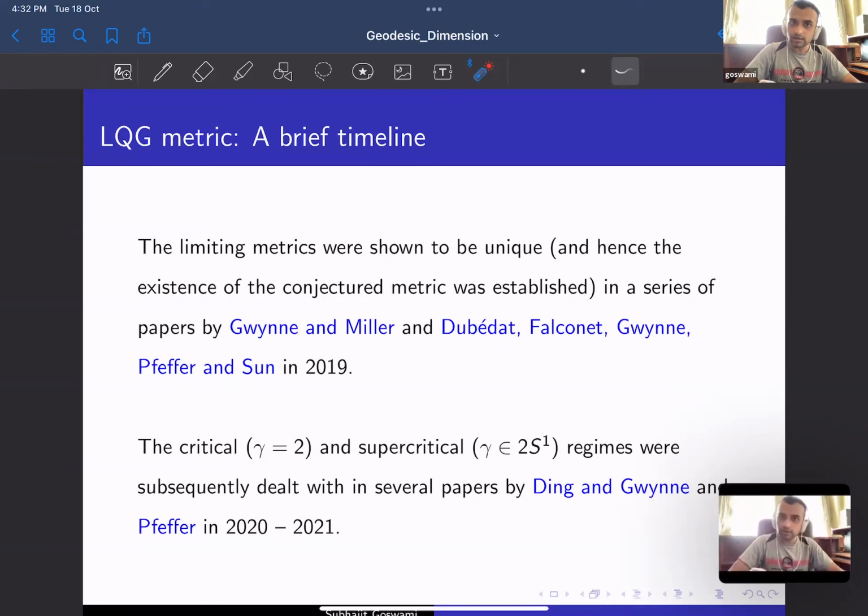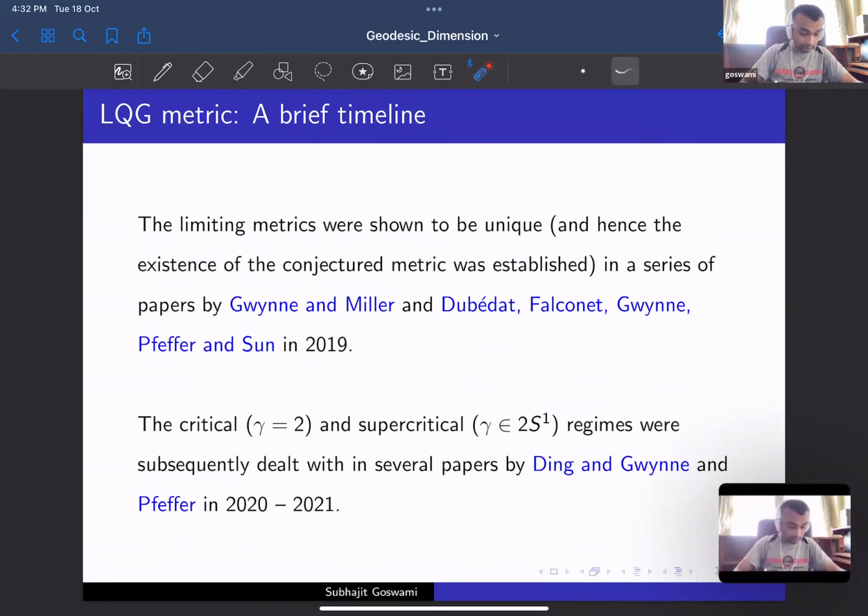The limiting metric, okay, and the supercritical case is the most mysterious, where gamma is complex, but you can still make sense of this psi parameter. Psi becomes arbitrary, big positive numbers. This program was carried out subsequently by Jian Ding and Joan and Pfeffer in the 2020 to 2021 time period. And so let me just tell you a bit of small trivia about the topologies.